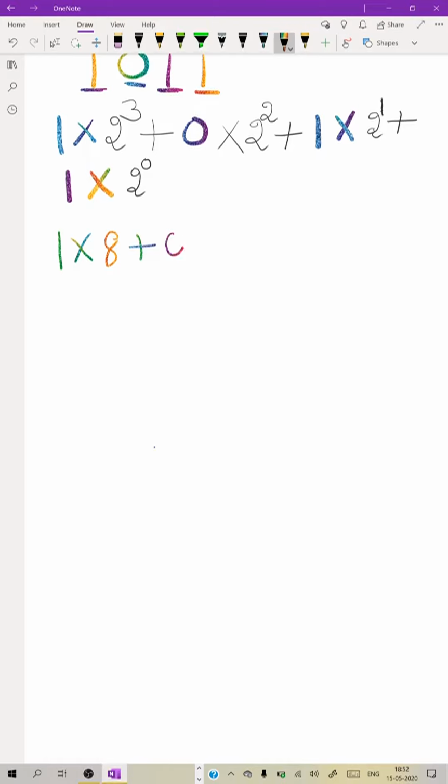So next is my 0. You write down 0 multiply 2 raised to power 2. 2 raised to power 2 means 2 multiply 2, which is equal to 4. So you write down 4 here. Clear everyone? Now our next value is again plus this 1. Now you write down this 1 multiply 2 raised to power 1, which means 2. Then you write down plus again. Now you write down 1 multiply 2 raised to power 0.